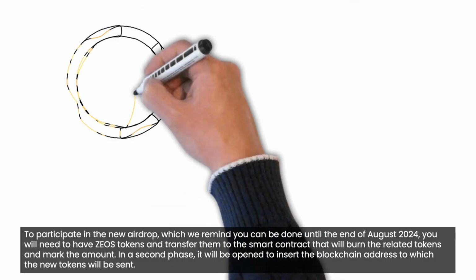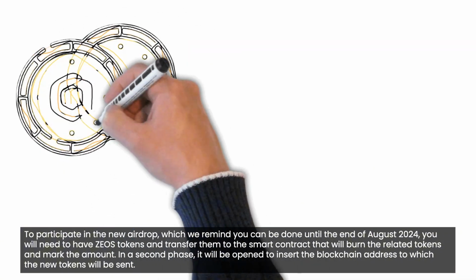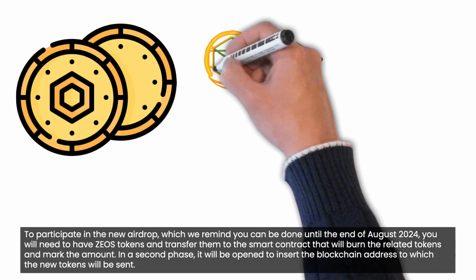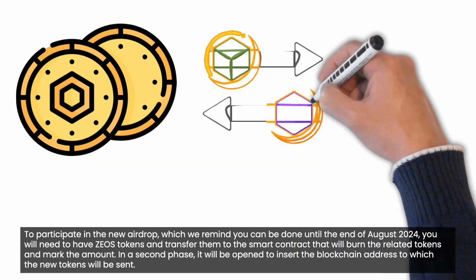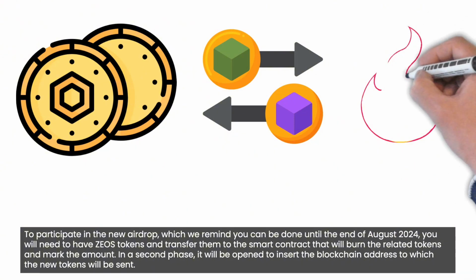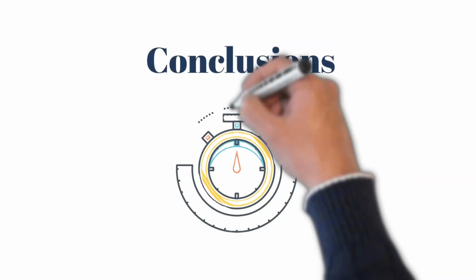How to participate in the new airdrop? To participate in the new airdrop, which we remind you can be done until the end of August 2024, you will need to have Zeos tokens and transfer them to the smart contract that will burn the related tokens and mark the amount. In a second phase, it will be opened to insert the blockchain address to which the new tokens will be sent.